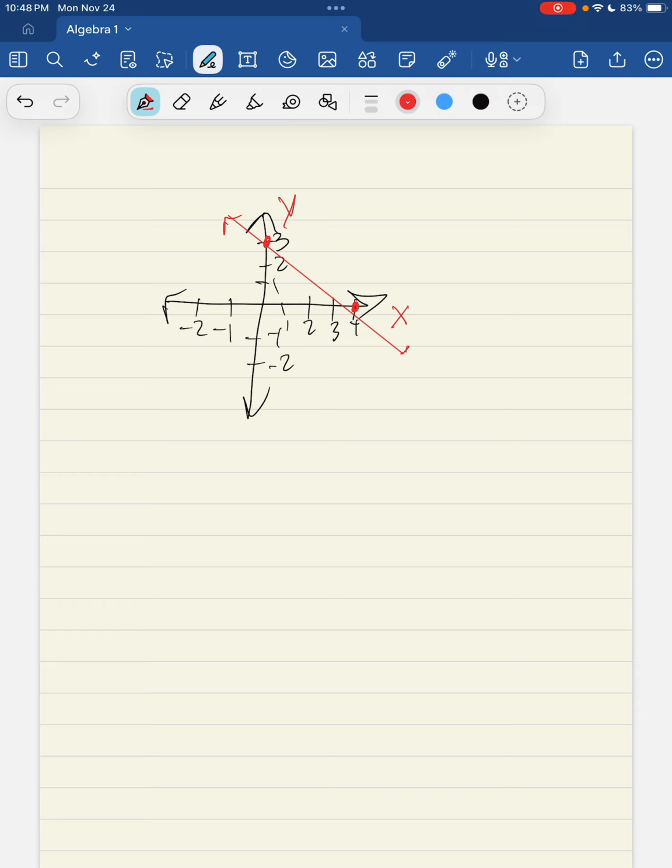That's really all we do. Draw a line through the two dots, and that is how we graph using intercepts.